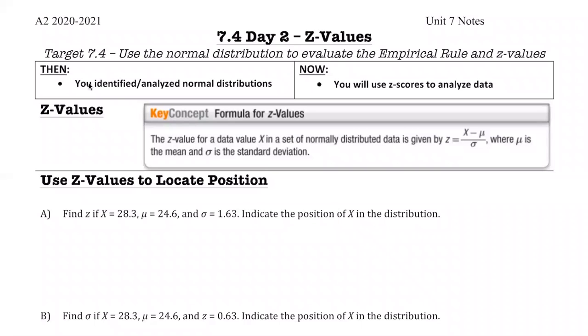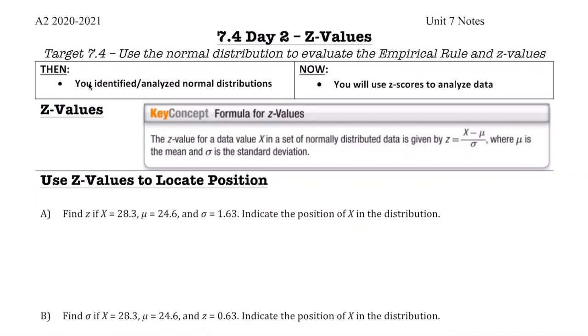Hello, everyone. Today, if you read the top of the screen, you're going to see what we're going to be doing today. Today, we're talking all about something called a z-value. Now, for today, mostly we're focusing on how to use the formula. Tomorrow we're actually going to get into why we need this and what it actually means. But today, we're just looking at how we use the formula.